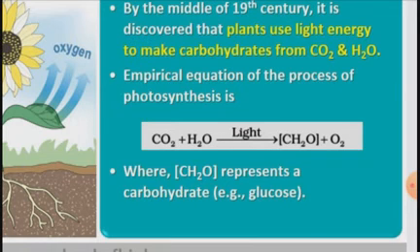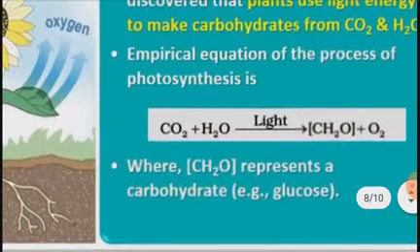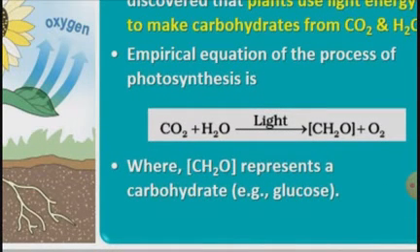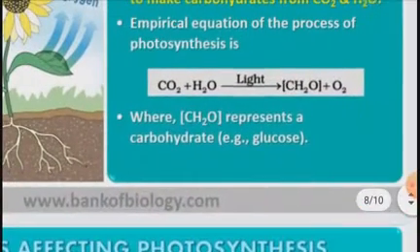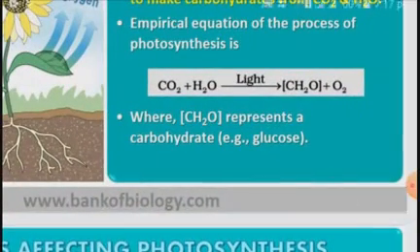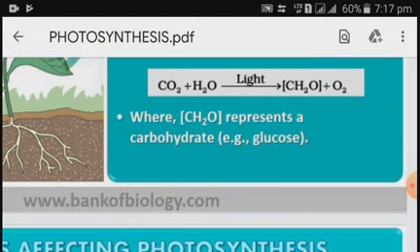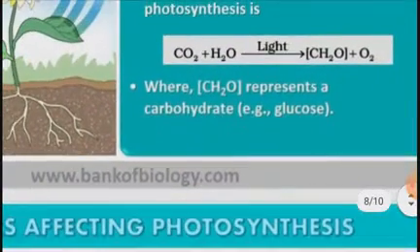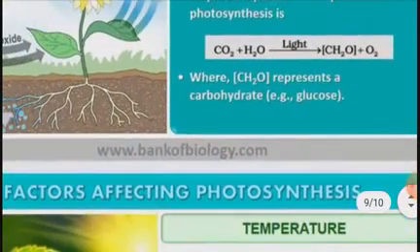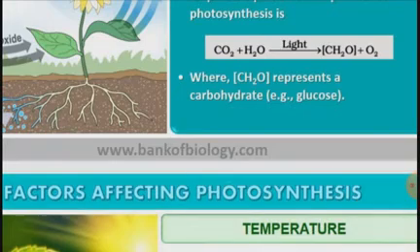In chemical equation, the process of photosynthesis is 6CO2 plus 12H2O in the presence of chlorophyll and sunlight. It gives C6H12O6, which is glucose, plus 6O2 plus 6H2O. Sorry for the wrong chemical equation. It is my mistake, where C6H12O6 represents a carbohydrate. Sorry for that, (CH2O) is wrong.